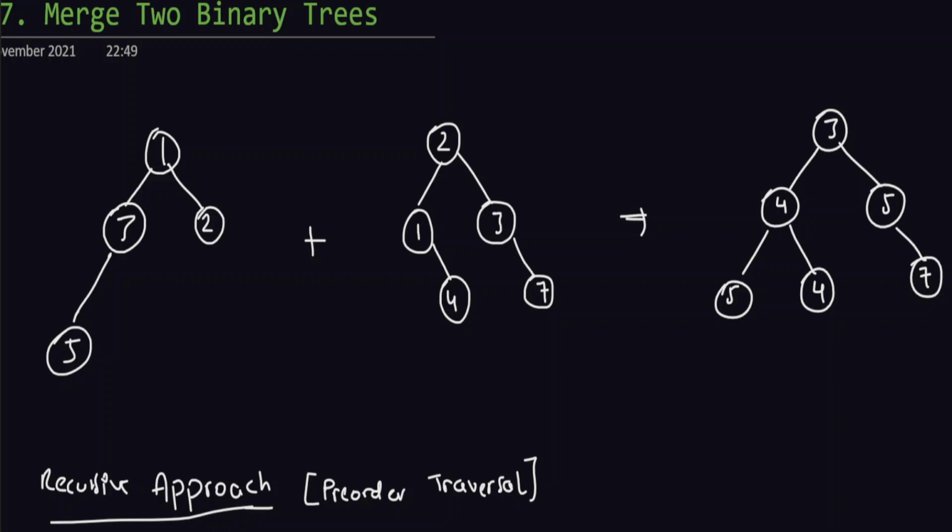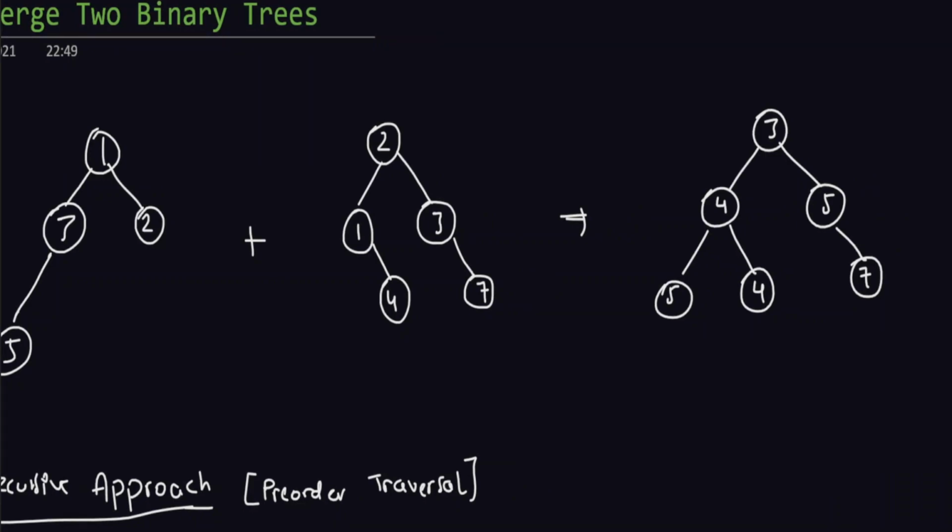One more thing: if it doesn't have a node, so this tree doesn't have a right node, so this node doesn't have a right child, then what we have to do is take the right child of this node. This should be the resultant answer.